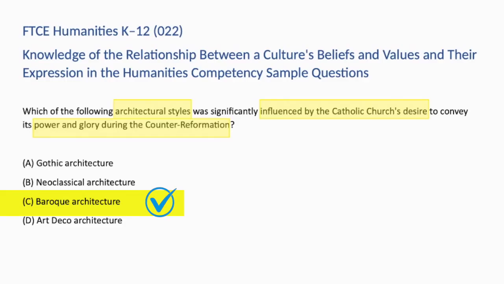Baroque architecture. Baroque architecture, characterized by its grandeur, use of dramatic light, and ornate details, was heavily influenced by the Catholic Church during the Counter-Reformation. The Church commissioned Baroque buildings to inspire awe and convey its authority and divine power in response to the Protestant Reformation. Gothic architecture, while also associated with the Church, predates the Counter-Reformation, and neoclassical and Art Deco styles emerged in different historical contexts, driven by different influences. The correct answer is C.